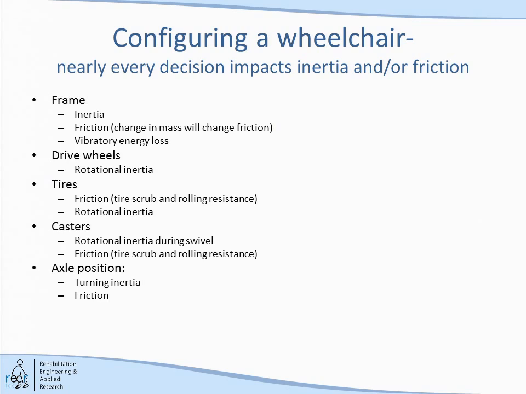So think about this. I said that you have tons of decisions to make that impact friction and inertia. And these are a few of them, okay? You choose a frame, right? A frame has inertia. That inertia may be embodied by mass. If it has different mass, you're going to change the friction of the system because the mass is different. You're also going to maybe expose the user to vibratory energy losses or skew losses due to the frame decisions that you make, okay?